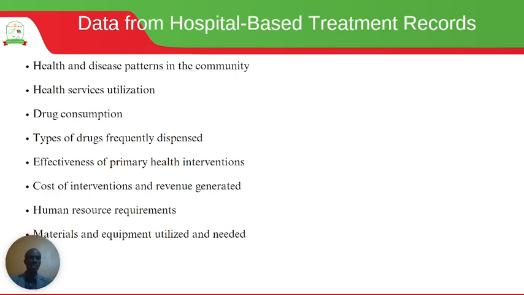So the data from these hospitals always gives us insights on health and disease patterns in the community, how people are utilizing the health services, the drugs that they are consuming, the types of those drugs that are dispensed, effectiveness of primary health interventions, like we have talked about, the cost of interventions and the revenue that is generated from those services that have been privatized or are paid by individuals who access these hospitals, then the human resource requirements, and then materials and equipment that is utilized during health service delivery, and then those that are needed.